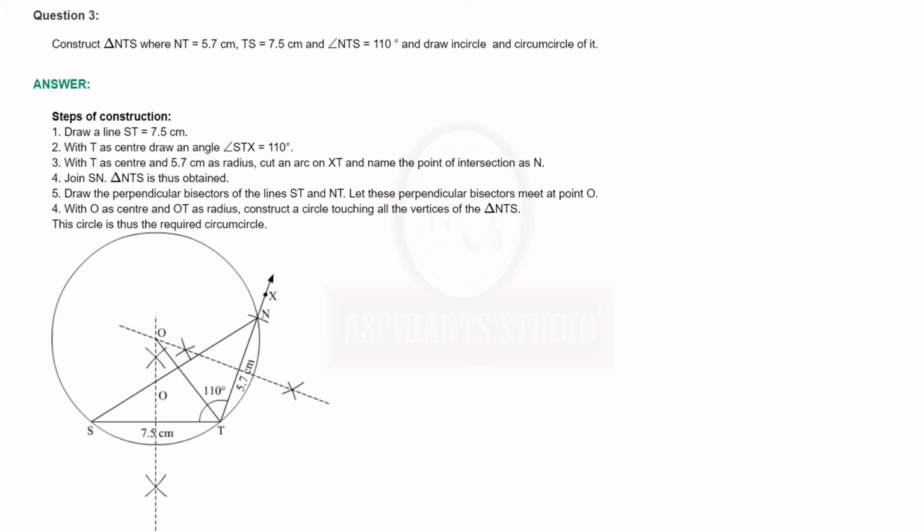First of all, construct triangle NTS. Then, draw the perpendicular bisectors of any two sides. We are drawing the perpendicular bisectors of sides ST and NT. Let these perpendicular bisectors meet at point O. With O as center and OT as radius, construct a circle touching all the vertices of triangle NTS. This circle is thus the required circumcircle.